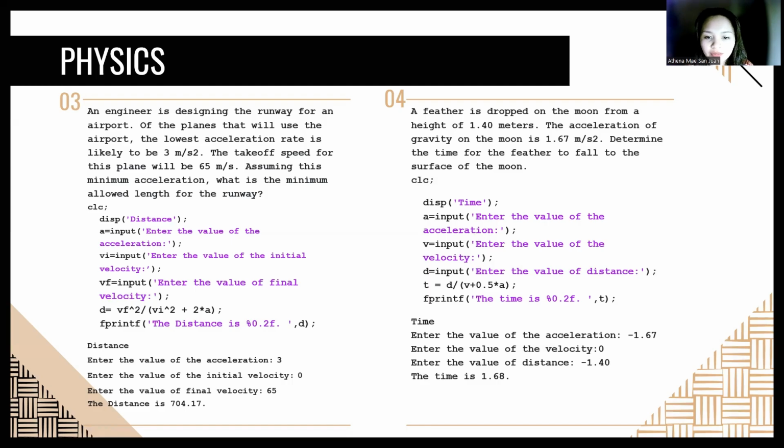Moving forward to question number 4, a feather is dropped on the moon from a height of 1.40 meters. The acceleration of gravity on the moon is 1.67 meter per second squared. Determine the time for the feather to fall to the surface of the moon. So what we are looking for is time. You need to input the acceleration, the velocity, and the distance. And the time is 1.68.